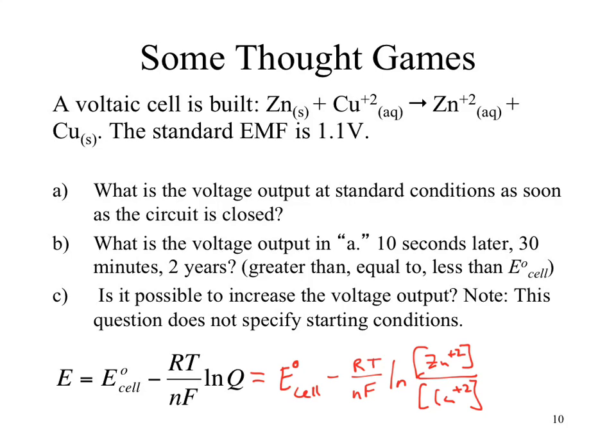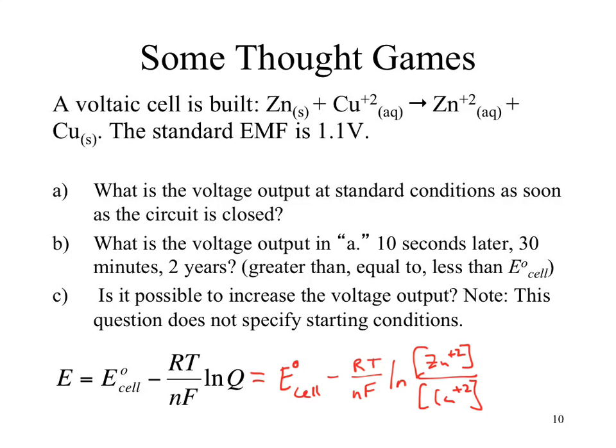They should change. In theory, if we set this up right, they're going to change until they get to equilibrium. If we set this up to be a positive cell potential to begin with, we're looking at a spontaneous reaction. Q needs to be greater than K. So what happens as we run the reaction?